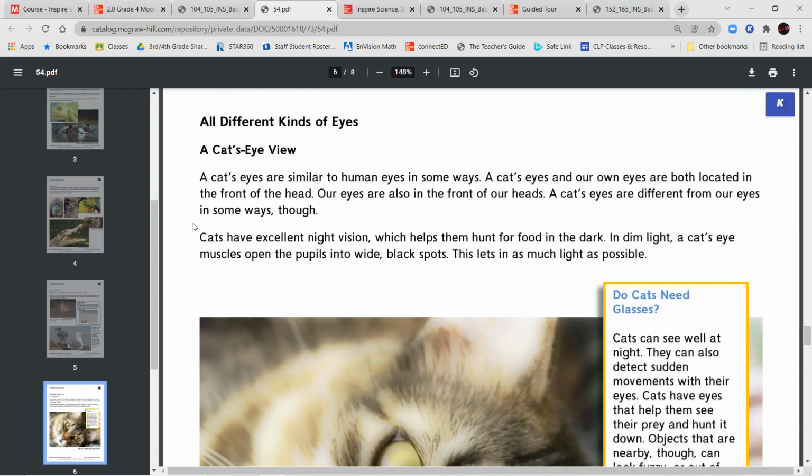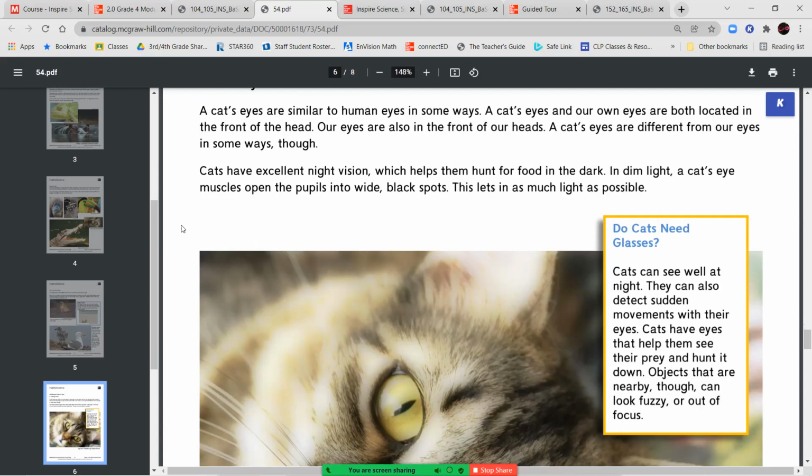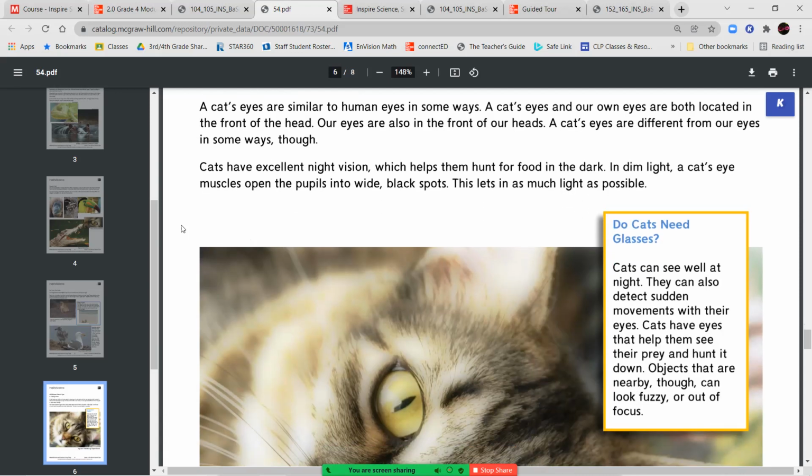All different kinds of eyes. A cat's eye view. A cat's eyes are similar to human eyes in some ways. A cat's eyes and our own eyes are both located on the front of our head. A cat's eyes are different from our eyes in some ways, though. Cats have excellent night vision, which helps them hunt food in the dark.